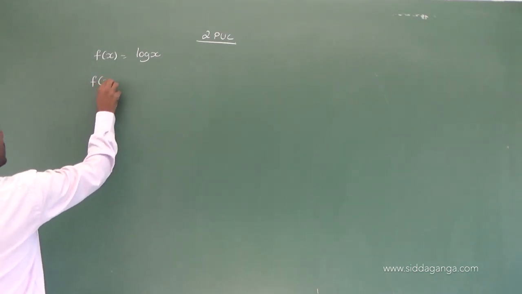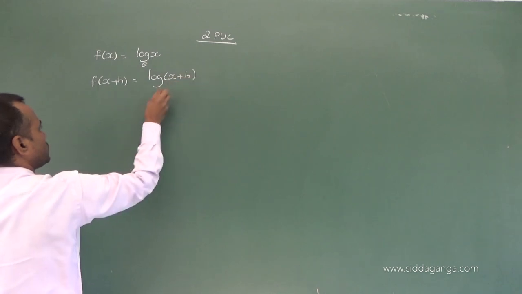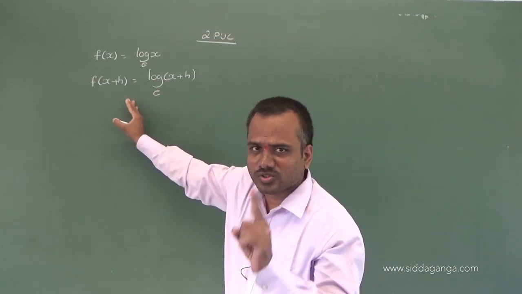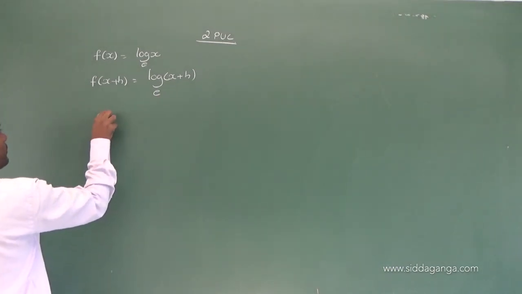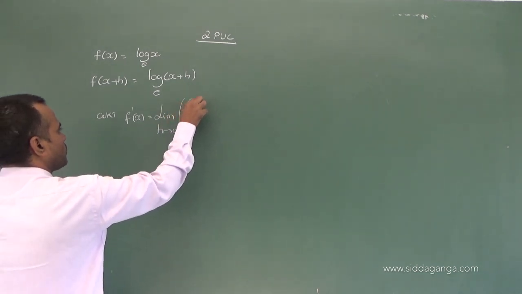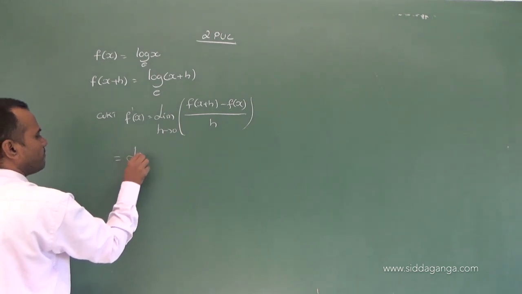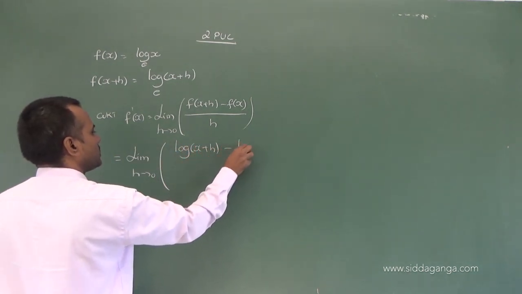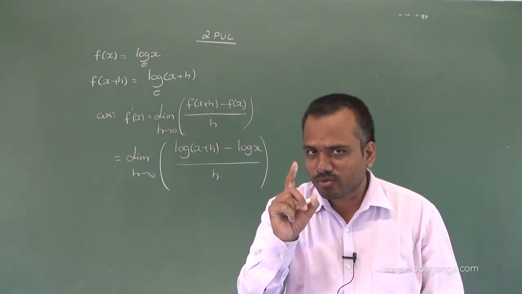See, f of x plus h is log of x plus h, and the base is e. The same procedure that we followed in the previous problems. This formula is not in first PUC, it is in second PUC. We know that f dash of x is the limit as h tends to 0 of f of x plus h minus f of x, divided by h, which is equal to the limit as h tends to 0 of log x plus h minus log x, whole divided by h.